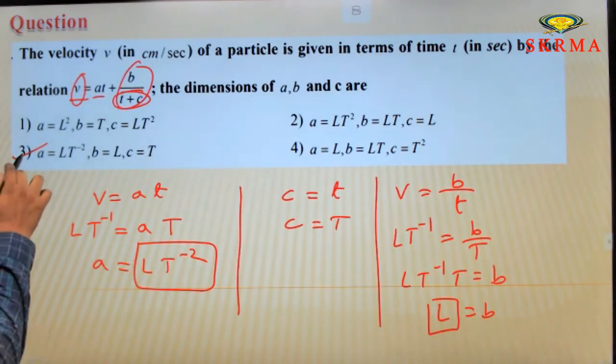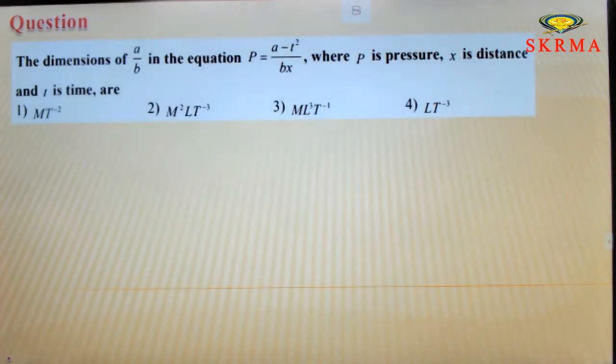So answer is 5. Next, dimensions of a by b in the equation P equal to a minus t square by bx, where p is pressure, x is the distance.